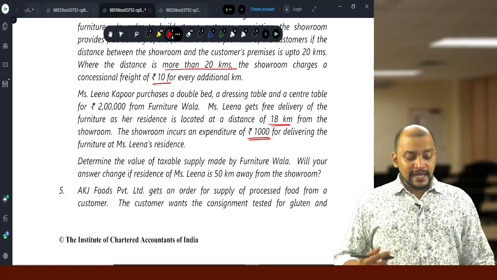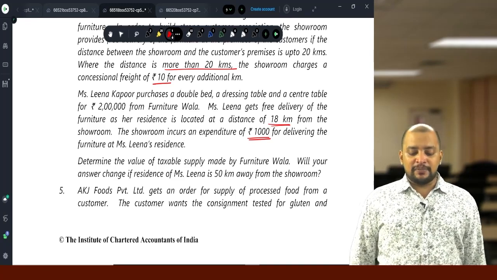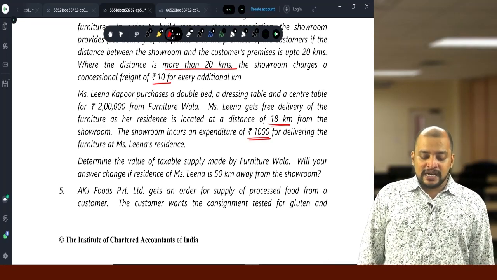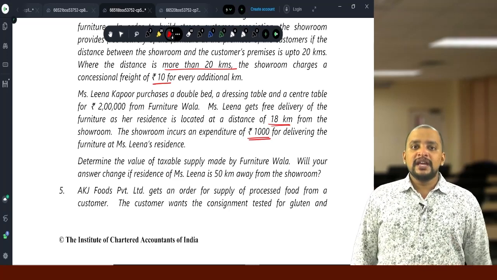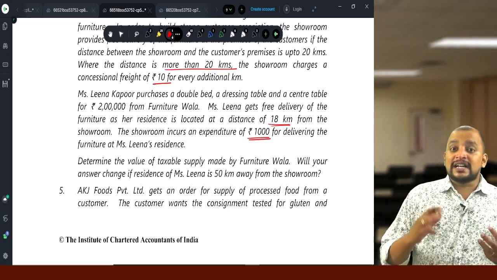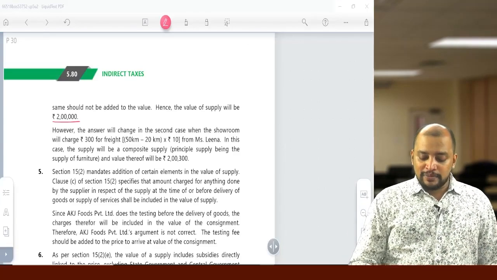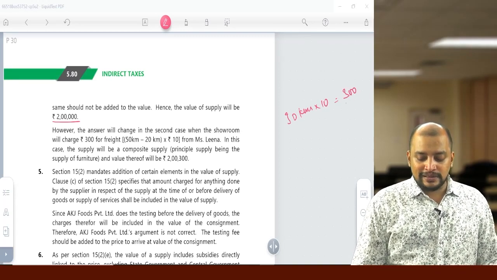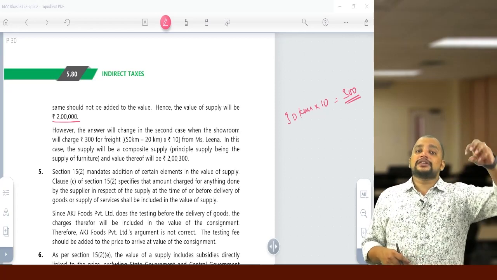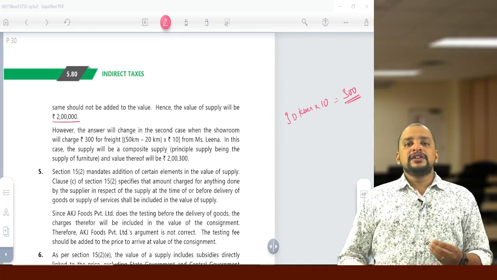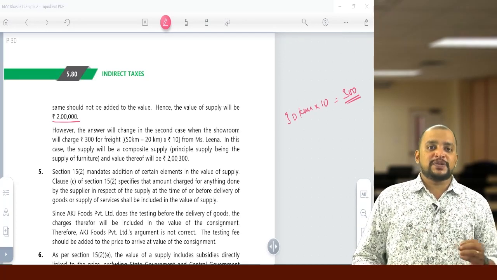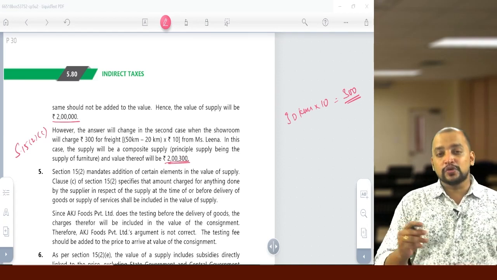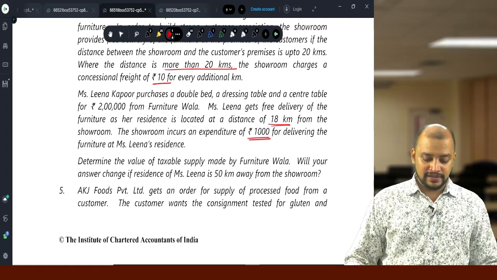Now, there is another part in this question. Determine the value of taxable supply made by Furniture Wala. Will your answer change if residence of Miss Leena is 50 kilometers away from the showroom? So yes, there is no free delivery. So 30 kilometers extra. For the 30 kilometers, 10 rupees per kilometer, that will be rupees 300 is charged. Even though they incur 1000 rupees as freight, they are charging 300. So that 300 rupees only will be included in the value as per section 15 subsection 2 clause C, and therefore the value will be taken as 2,300,000. That is the answer for this.